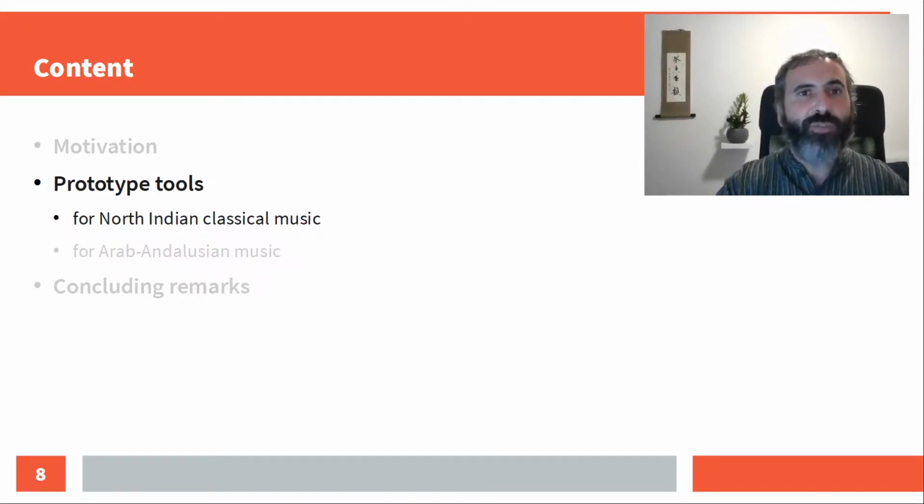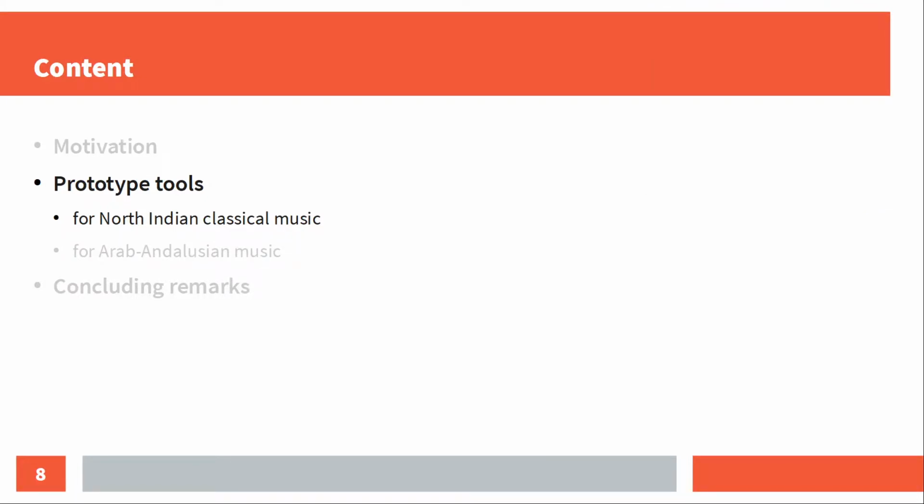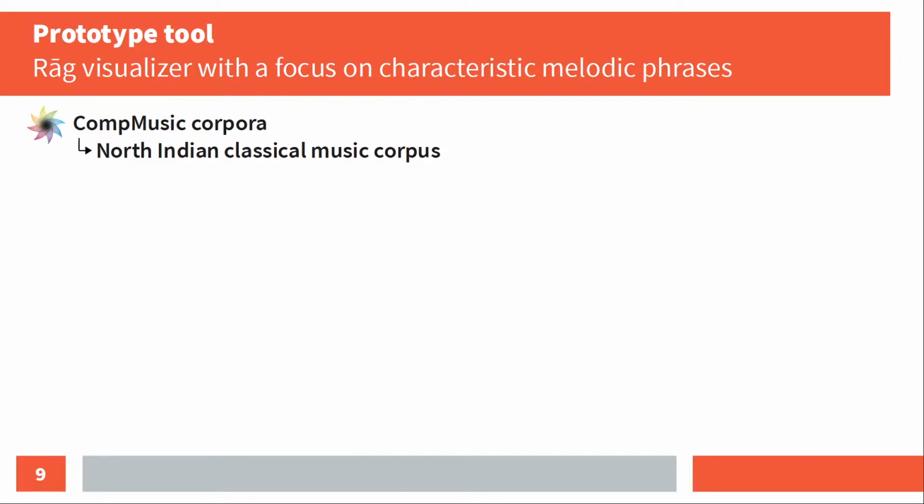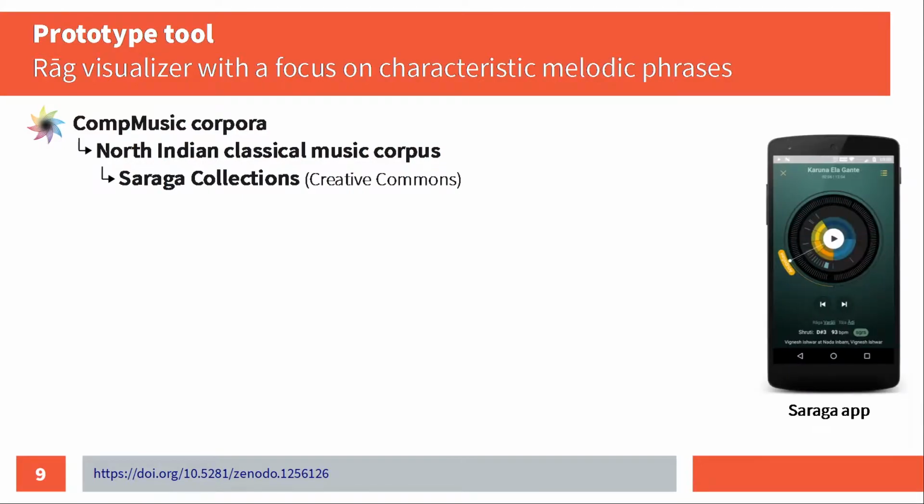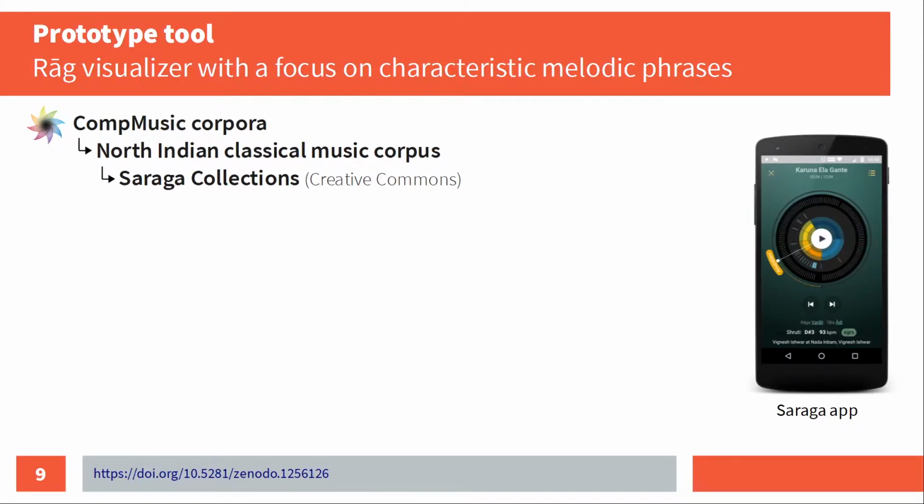So, for the creation of the tool for the understanding of melodic motifs in North Indian classical music, I used the North Indian classical music corpus from the ComMusic Corpora. This corpus contains many collections, and for this tool, I used the Saraga collections, mostly because it contains data that are published under Creative Commons and therefore can be shared publicly. These collections, by the way, were created for the development of this Saraga phone app that is still available.